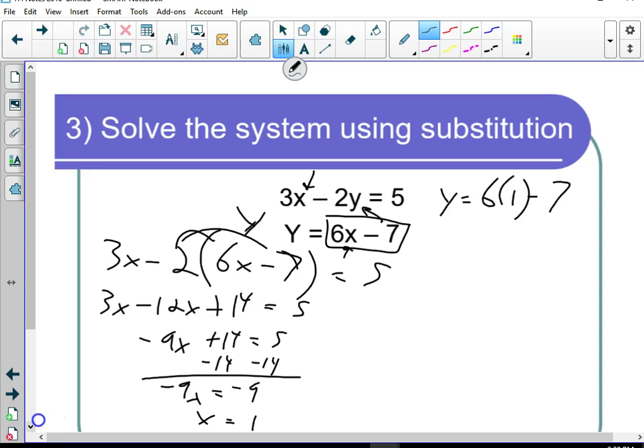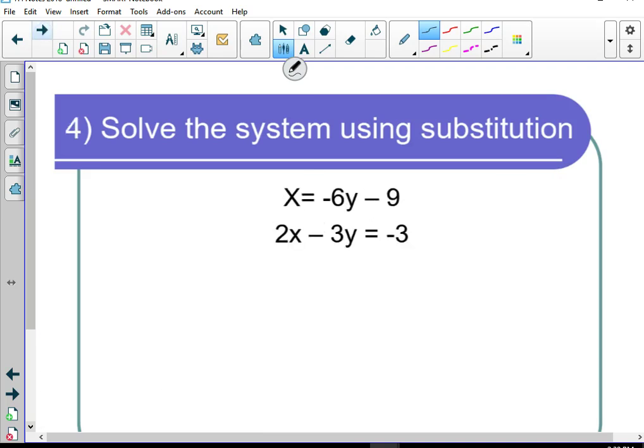Well, 6 times 1 is 6, minus 7 is negative 1. So my point is 1, negative 1. That is kind of boring. We're going to get a different x on the next one again. Yay! I'm excited. Okay, this one is already solved for x this time. So this one is going to get substituted right there.